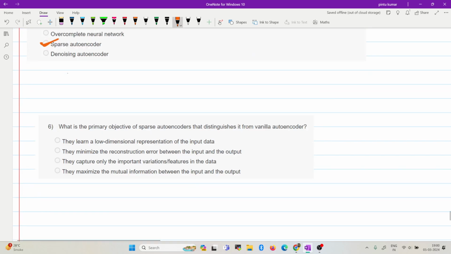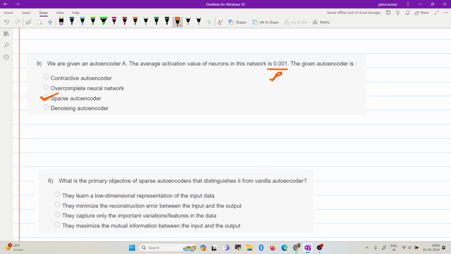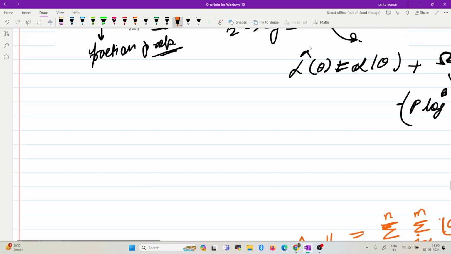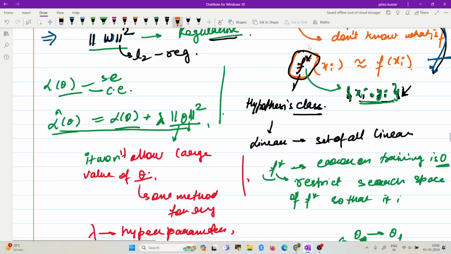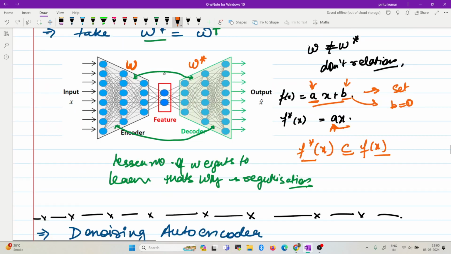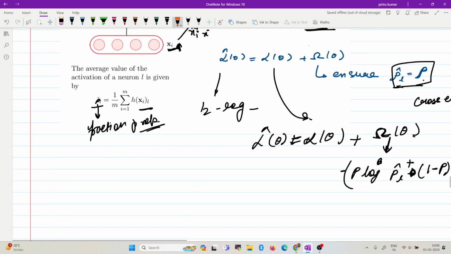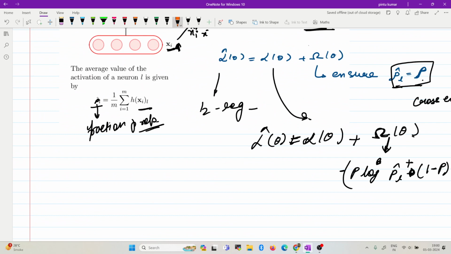Sir, if it is 0.06? I think that is this year's question. But see, what does 0.001 mean? If you look at this definition of rho, what is this rho defined as? This is the number of times a particular neuron would fire on average.